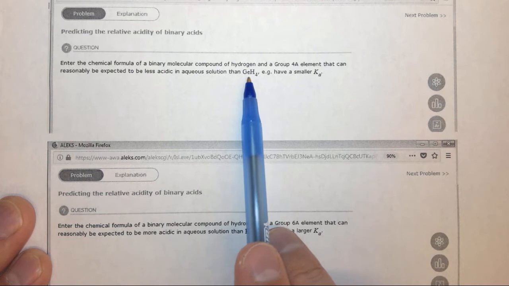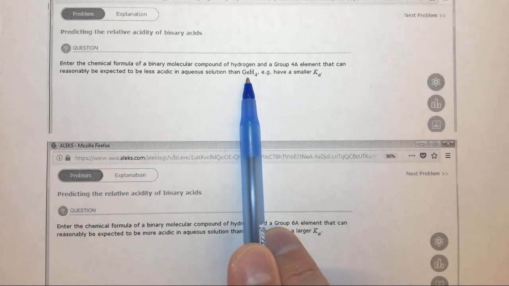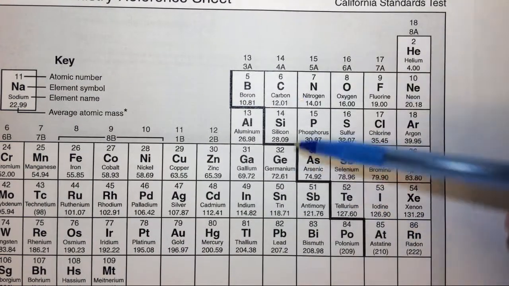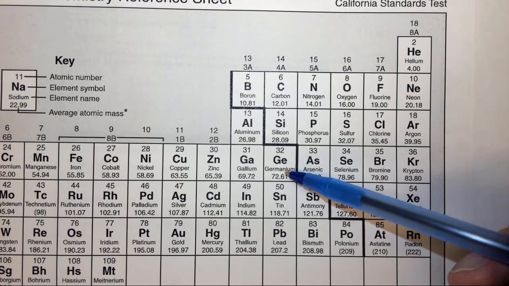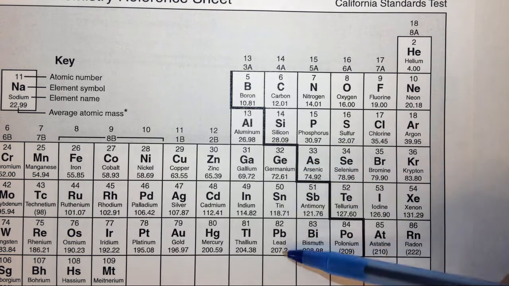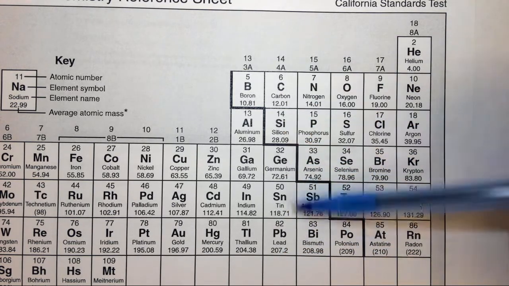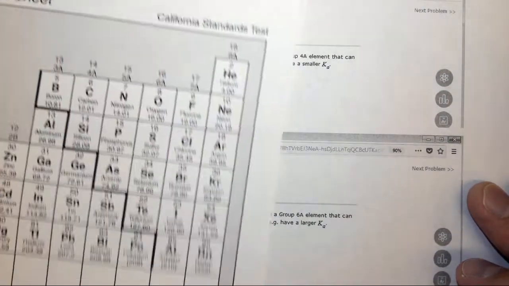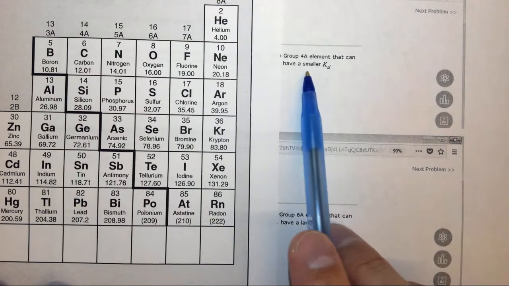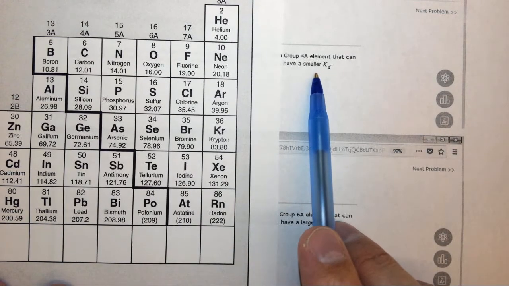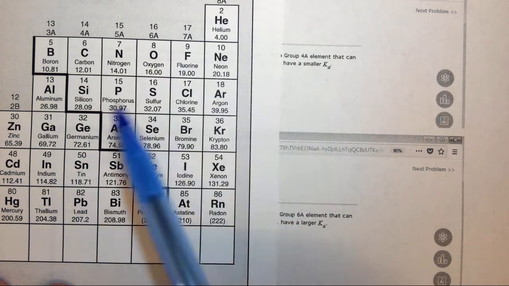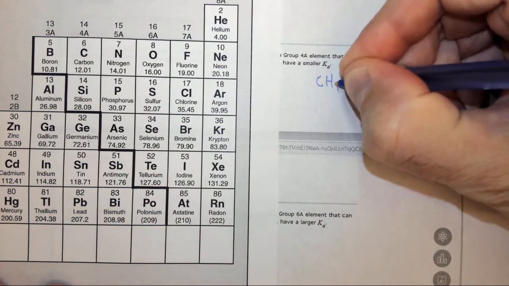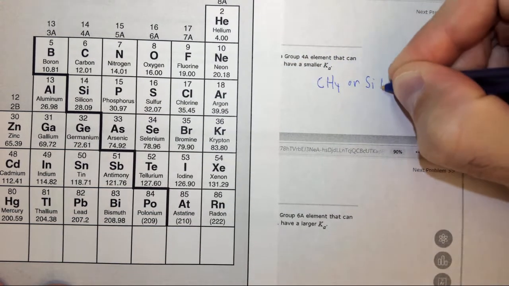Well, we want something that's less acidic than GeH4, but it also has to contain a 4A element. So if we look at our choices for 4A elements, we have carbon, silicon, of course germanium, but that's the one we're comparing to, tin and lead. So the question is, is it carbon and silicon or tin and lead? Is it higher on the periodic table or lower on the periodic table? Well, in this case, we're looking for something that has a smaller Ka or is less acidic. So we want to choose either carbon or silicon. So the two choices here are CH4 or SiH4.